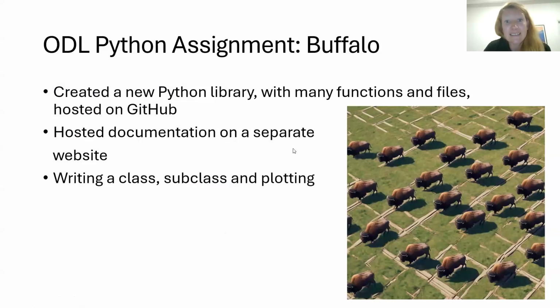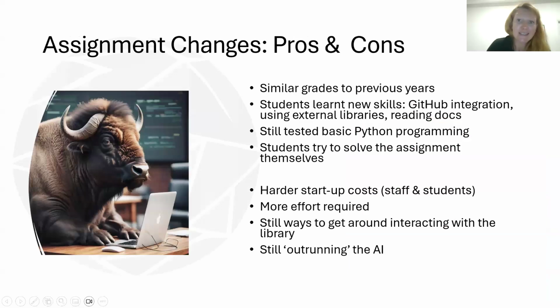So how did this go? We actually had similar grades to previous years. The students did learn some additional new skills: they had to work with GitHub, integrate this new library, use external libraries, and read the documentation. The good thing about this library is that the documentation hasn't been fed into ChatGPT's data set, so it doesn't know what's involved inside this Buffalo library. We still tested the basic Python programming skills, and students do generally try to solve the assignment themselves.